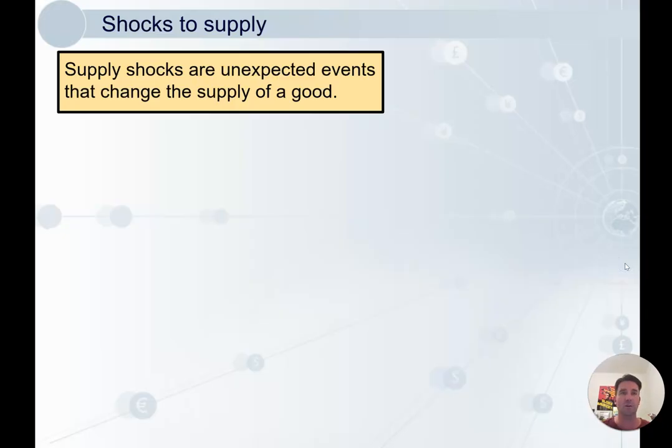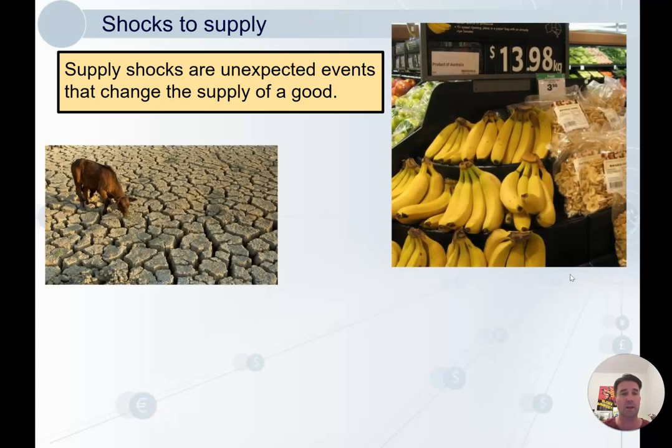And a shock is an unexpected event that changes the supply of a good. So we've got a few examples here. This represents a drought. This is what the land can start to look like when there is zero water there. It really dries up. So that will reduce the supply of something. If you have a drought, that means we've got less agricultural produce.